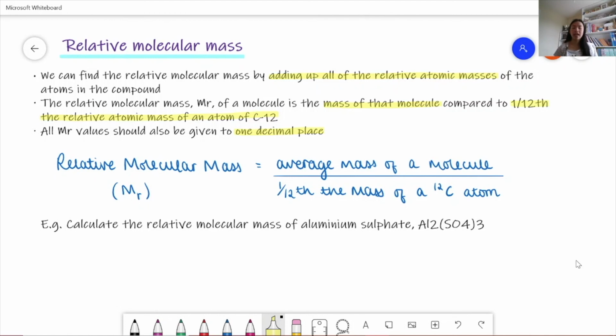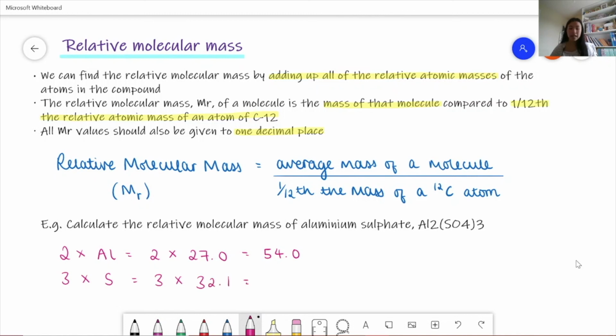So the example we're going to look at is calculating the relative molecular mass of aluminium sulfate, which has the formula Al2(SO4)3. So what we do is just add up all of the relative atomic masses. So we can find these relative atomic masses using the periodic table. So we have 2 times aluminium, which is equal to 2 times 27.0. That's the relative atomic mass of aluminium found in the periodic table. And this gives us 54.0. And then we have 3 times the sulfur, which is 3 times 32.1. And so this gives us 96.3.